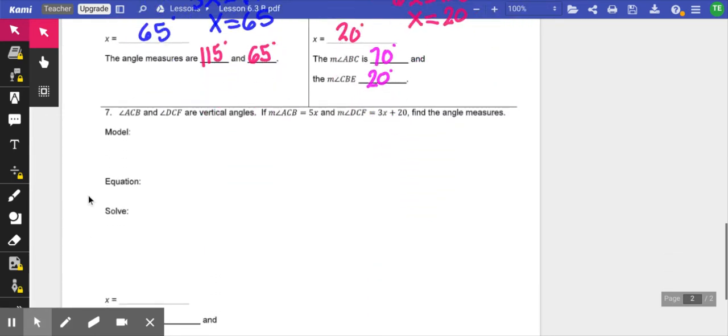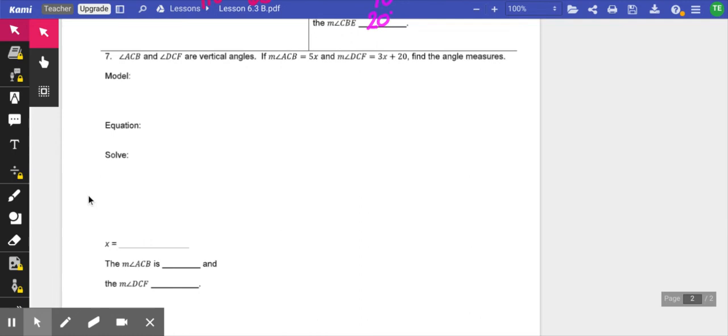All right, next one, number 7. If ACB and DCF are vertical angles, so we have to remember what vertical angles are. So important that you know your angle relationships. Otherwise, you won't be able to do the problems because you don't know what vertical angles are. So vertical angles, again, are opposite sides of an X. I see they have a common vertex. The common vertex is C. One of the angles is ACB, and the other one is DCF.